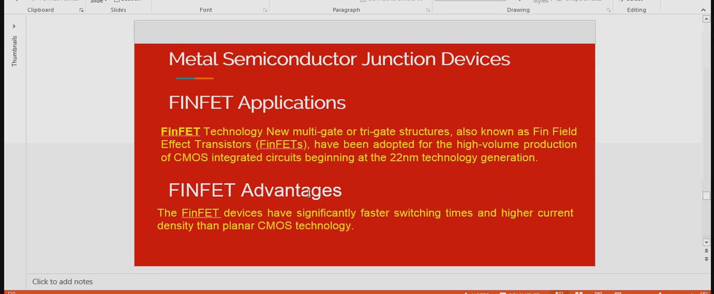What are the advantages of FinFET? FinFET devices have significantly faster switching times and higher current density than planar CMOS technology. Switching time is faster and current is higher.